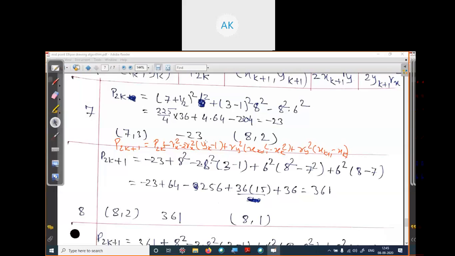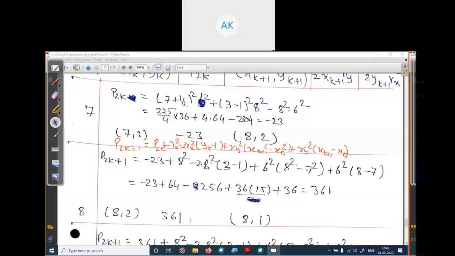Your previous decision parameter is minus 23, plus rx square, which is 8 square, minus 2 rx square into yk minus 1. Your yk is 3, so 3 minus 1, plus ry square, which is 6 square, into xk plus 1 square minus xk square, where xk plus 1 is 8 and xk is 7, plus ry square into xk plus 1 minus xk, 8 minus 7. Just calculate, you will get 361. The value of the next decision parameter is 361.